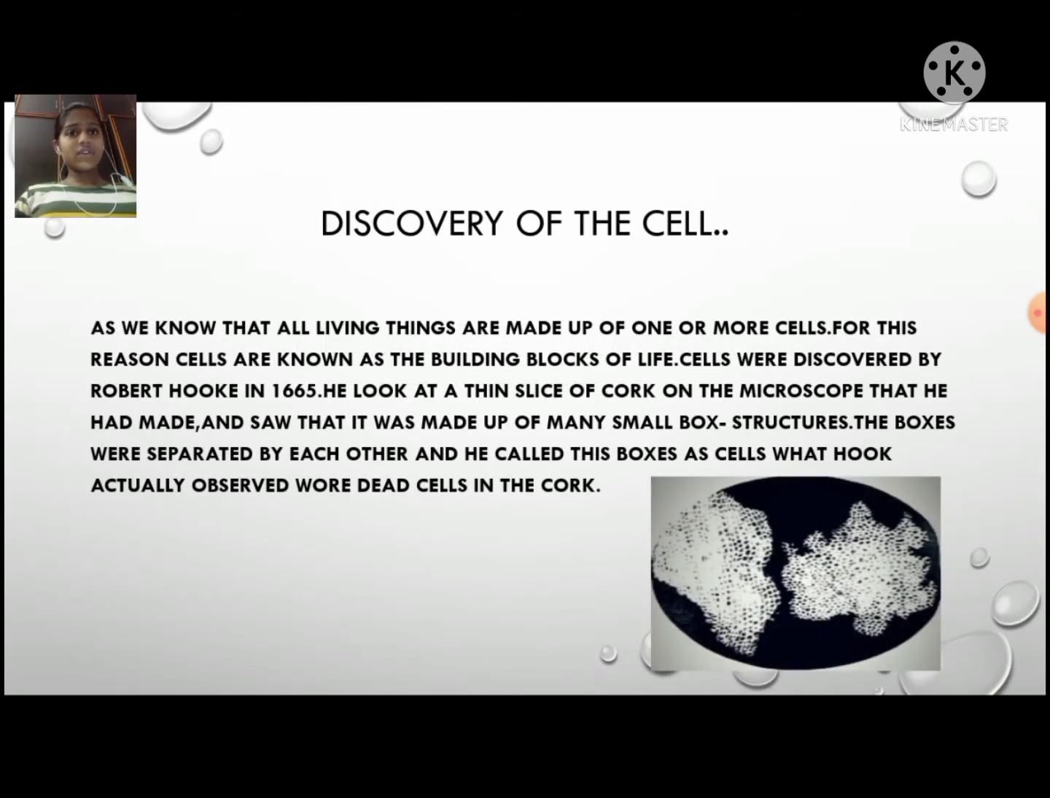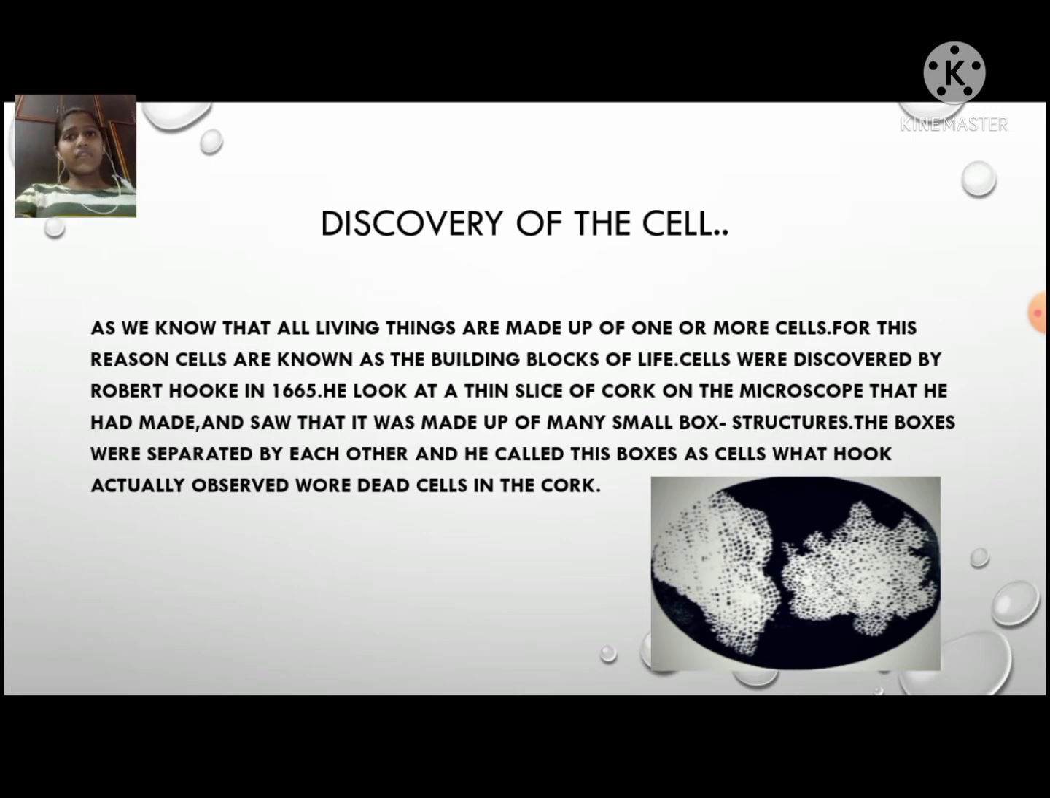In this lesson, the first topic is the discovery of the cell. As we know, all living things are made up of one or more cells. For this reason, cells are known as the basic building blocks of life. Cells were discovered by Robert Hooke in 1665. He took a thin slice of cork under the microscope that he had made and saw that it was made up of many small box-like structures separated from each other, and he called the boxes cells. What Hooke actually observed were dead cells in the cork.